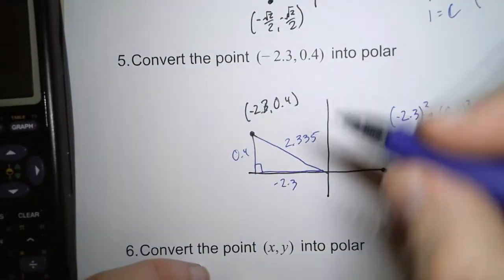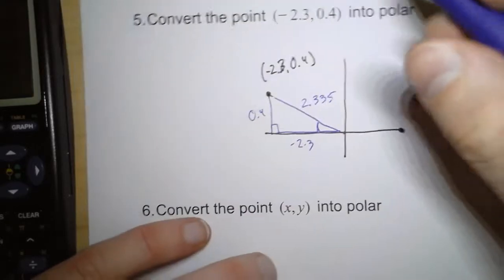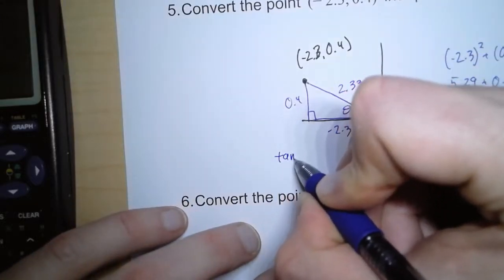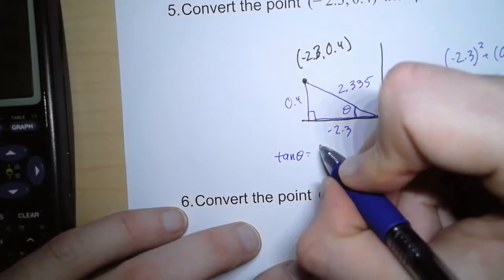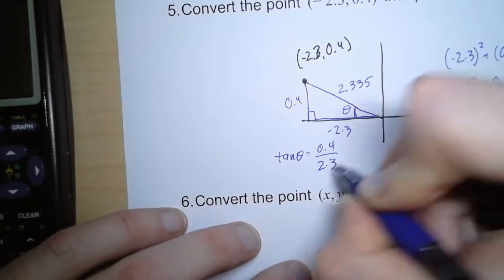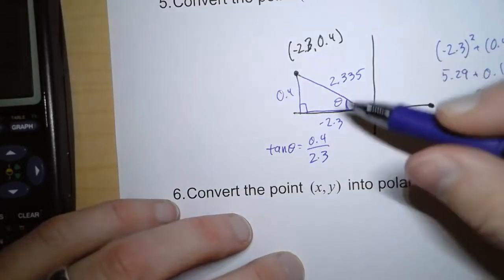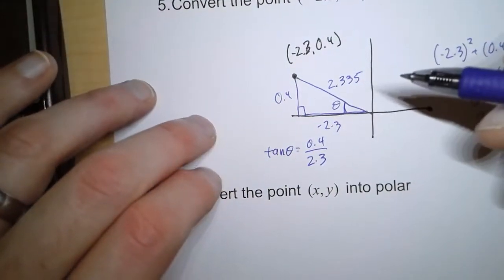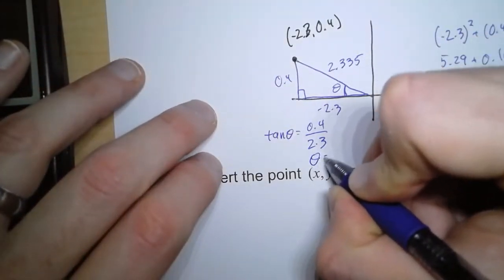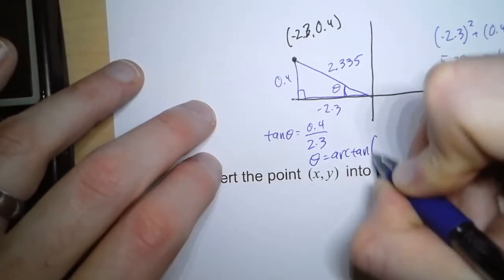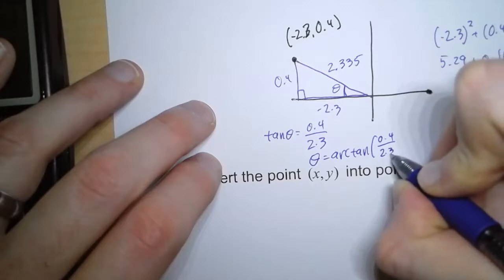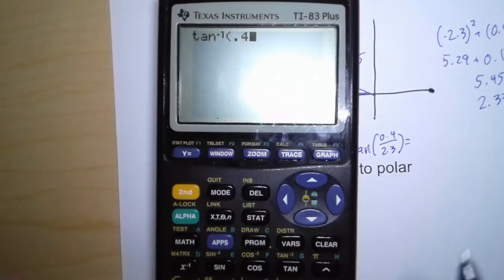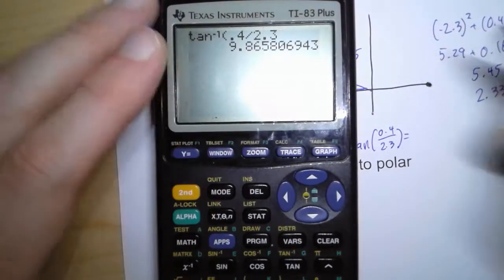Now, in this triangle, we need to figure out this angle. We don't know what it is, and I'm just going to call that theta. And so we know that tangent of theta is this ratio, 0.4 over 2.3. Now, I'm ignoring the negative for right now, because as far as we're concerned, the x and y axes don't exist. We're just looking at the right triangle right now. So to get theta, I need to take arctan of that ratio, 0.4 over 2.3.